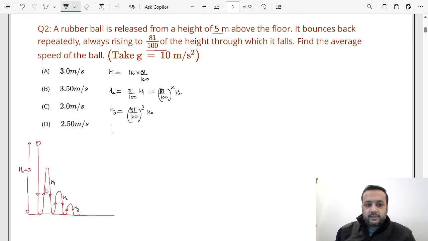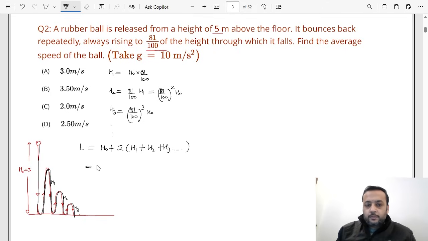Now let us try to see what is the total distance traveled by the ball. The total distance traveled by the ball is h naught, plus h1 going up, then h1 coming down, then h2 going up, then h2 coming down, then h3 going up, h3 coming down, like that. So the total distance will be h naught plus 2h1, because h1 will be going up and h1 is also coming down, so twice of h1 plus twice of h2 plus twice of h3, like this.